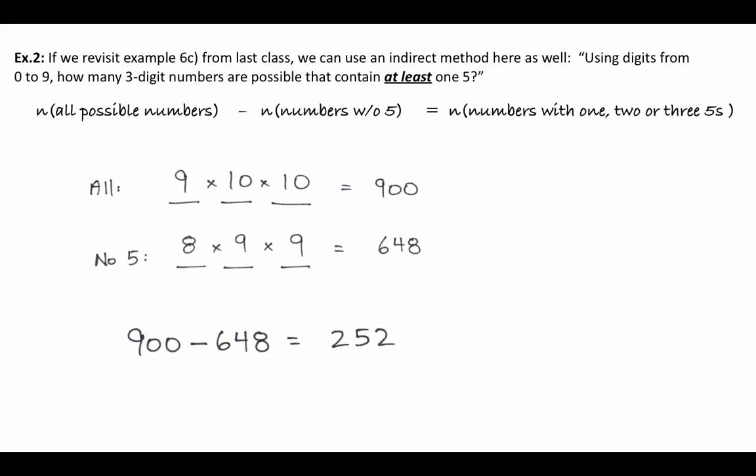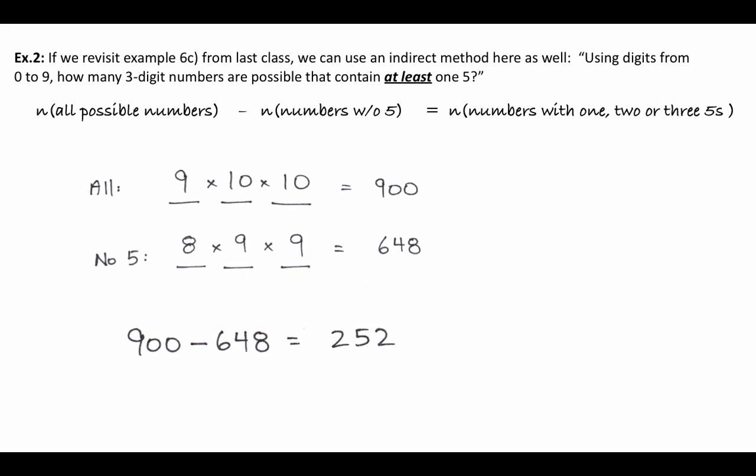So the direct method will work, as will the indirect method, but when you ask yourself the number of cases that are desirable here, 1 five, 2 fives, or 3 fives, there's 3 desirable cases, and there's only 1 undesirable case, no 5s. So you will save yourself a lot of energy if you just subtract the 1 undesirable case out. So really, this is a time-saving method.